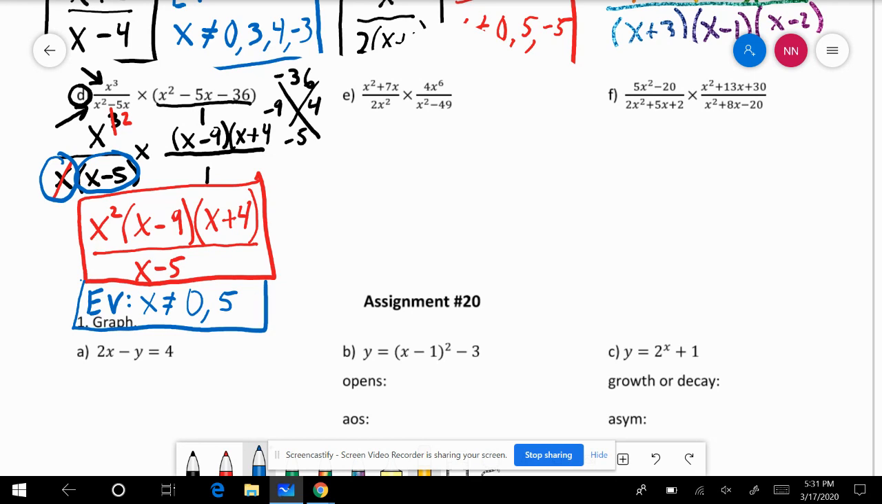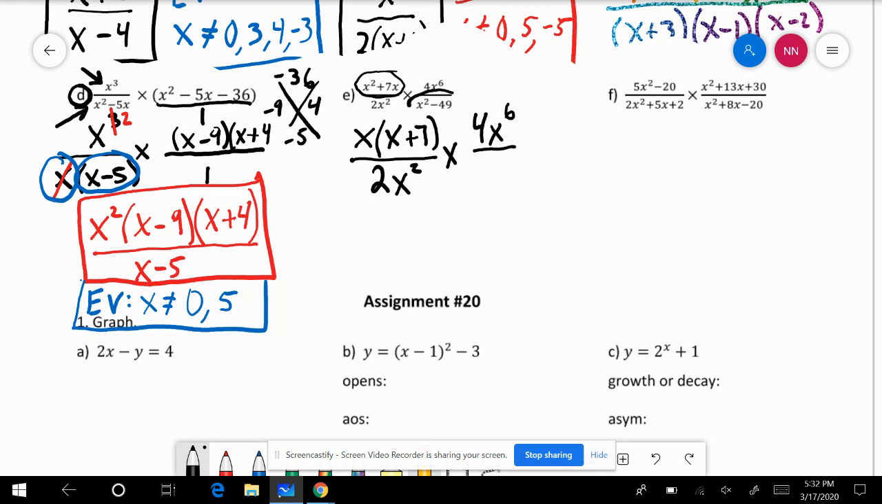Now, moving on to letter E. We're starting off, and we see that with this right here, they have an x in common, so we factor out an x, and we have an x plus 7. In the denominator is a monomial, so we keep it. In the next one, the numerator is a monomial, so we keep it. The denominator is a binomial, and we notice that it's a special factoring pattern. So if we take the square root of each, we get x minus 7, x plus 7.